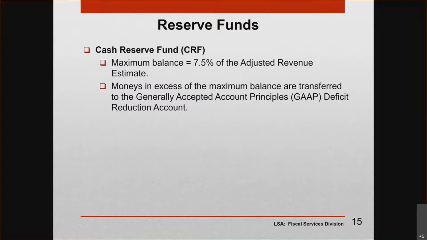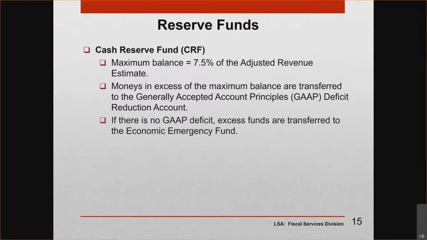This account was established back when the expenditure limitation was created back in '92, when the state was transitioning to GAAP accounting. And in that time, during that transition, the state had a GAAP deficit that had to be corrected. And so over a 2-year period, that GAAP deficit was paid down. And so this fund is still on the books, but it is pretty much inactive because we haven't had a GAAP deficit since 1993, I believe. I think it was paid off in 1994. So if there is no GAAP deficit, which there is not, all the excess funds beyond the maximum balance in the cash reserve fund are transferred to the economic emergency fund.